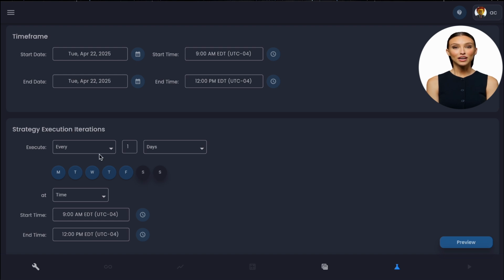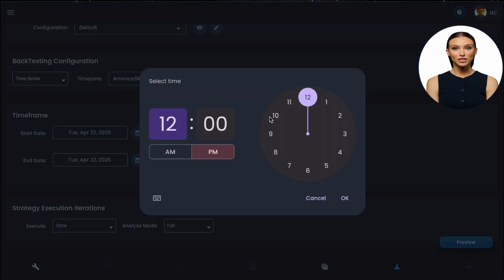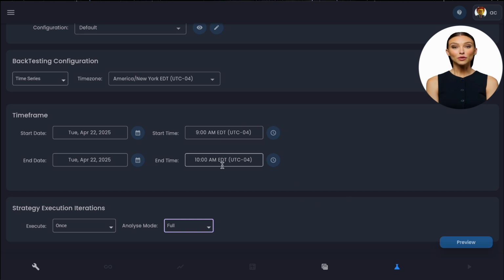The recommended strategy building process is to develop and test a strategy against a short specific time period, utilizing the more in-depth analysis modes in order to identify any misconfigurations in the strategy and iterate on the strategy decision logic.